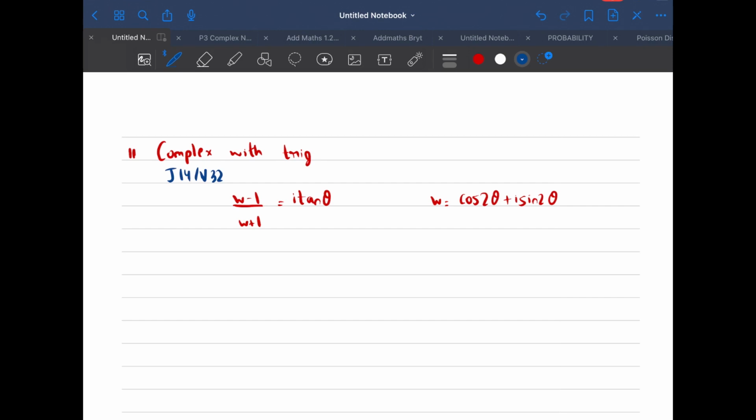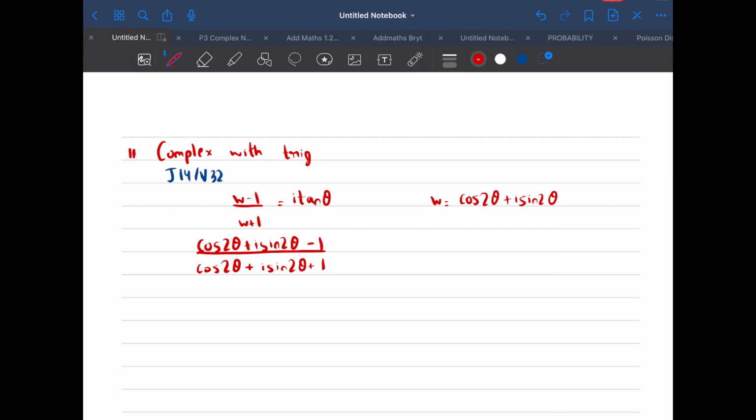W minus 1 divided by W plus 1, we need to show this is equal to i tan theta. How will I solve this? So first, instead of W, I'm going to write cos 2 theta plus i sin 2 theta minus 1 divided by cos 2 theta plus i sin 2 theta plus 1. Do you get this?